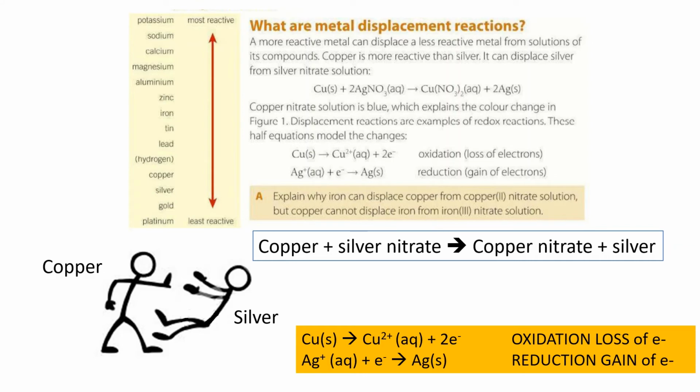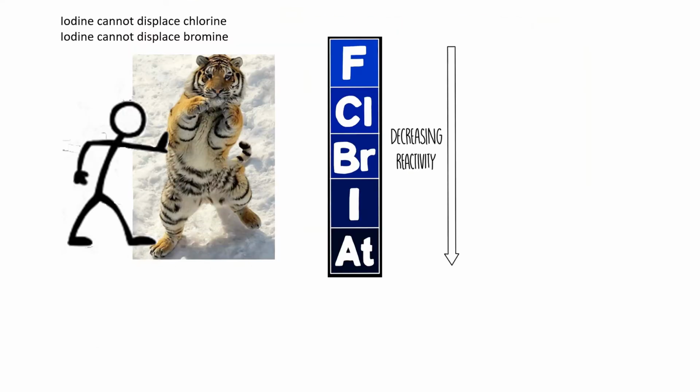And then, just like the previous example with oxidation and reduction, the copper will lose electrons, producing copper 2 plus and 2 electrons, and the silver will gain electrons because it's already ionized. Once it has gained an electron, it will become silver as a solid. In this case, iodine won't displace chlorine or bromine, because iodine is further down. The further down the halogen group, the less reactive it is. Therefore, iodine won't be able to displace the chlorine.